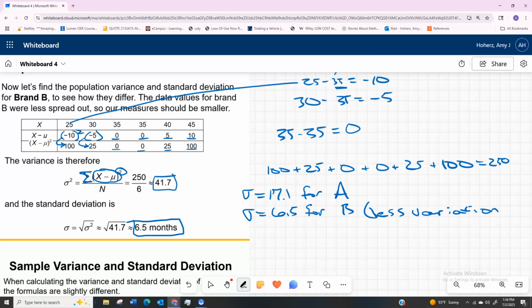And remember, it had a smaller range too. It only had a range of 20 instead of a range of 50. So another indicator that that has less variation than the other brand.